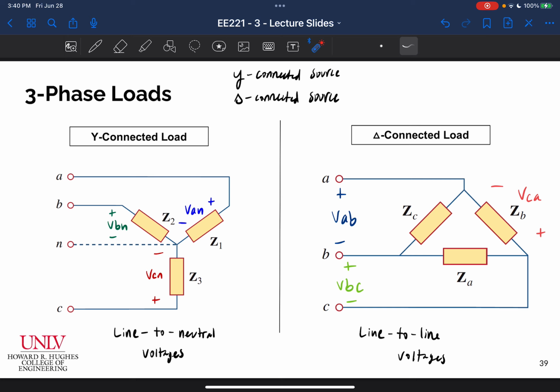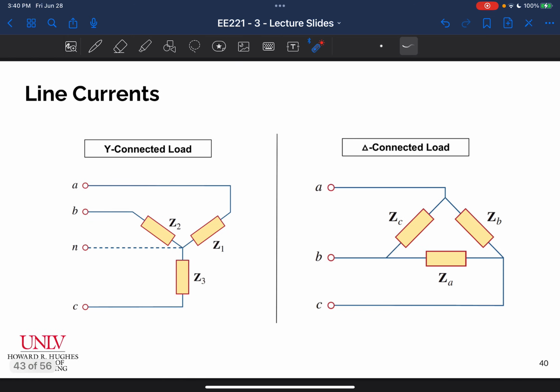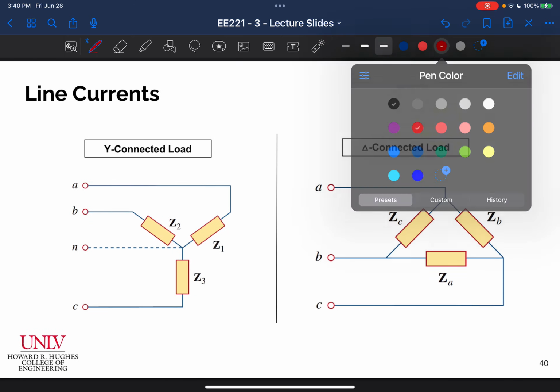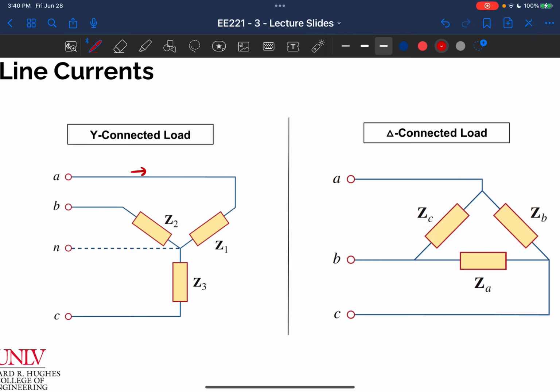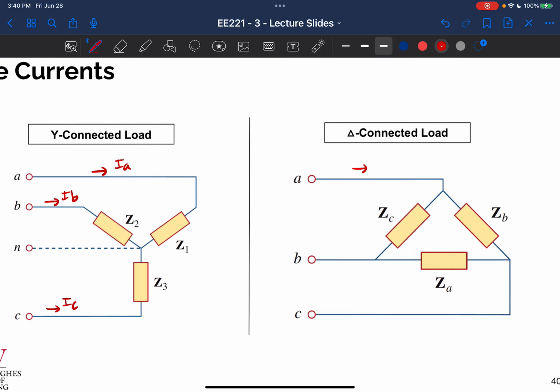Okay, and so we're going to talk about line currents really quickly. When we're talking about line currents, we're always talking about the currents in the lines, and so that should make sense. So IA, IB, and IC, those would be my line currents for the Y-connected load, and similarly for the delta-connected load, it's the actual current that's in the line associated with it. So if I'm talking about line C, the line current is IC, which is the current flowing in this line.